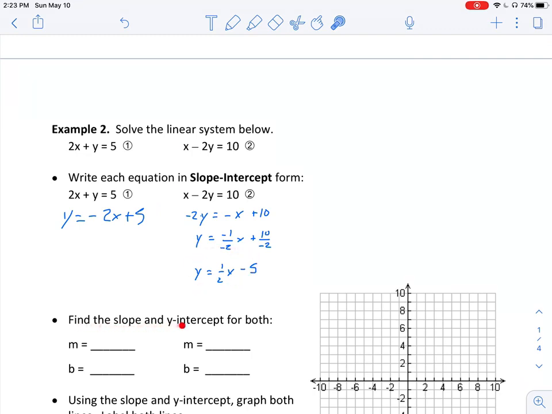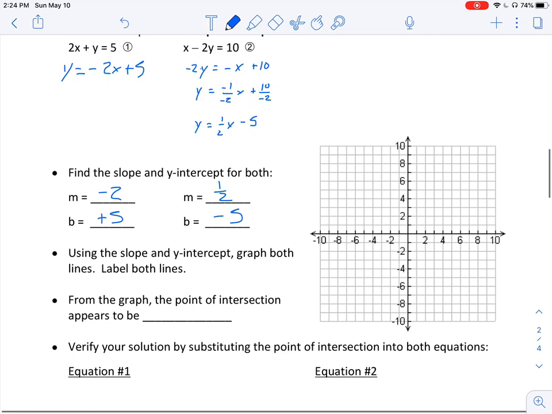Now I need to find the slope and y-intercept for both. So my slope for my first line is negative 2. My y-intercept for my first line would be positive 5. My slope for my second line is 1 over 2. And my y-intercept for my second line would be negative 5. I'm going to go ahead and graph these lines now. So my first one I'm going to graph using the slope and y-intercept, graph both lines, and then label both lines.